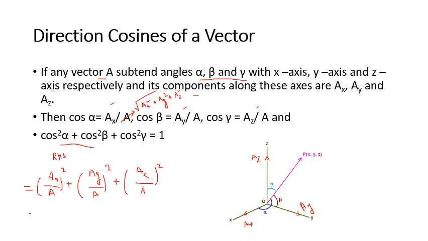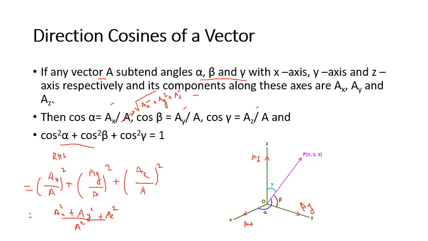Now look at the denominator, all are equal: A squared. In the numerator we have Ax squared plus Ay squared plus Az squared. So what is this Ax squared plus Ay squared plus Az squared? This is nothing but A squared, isn't it?